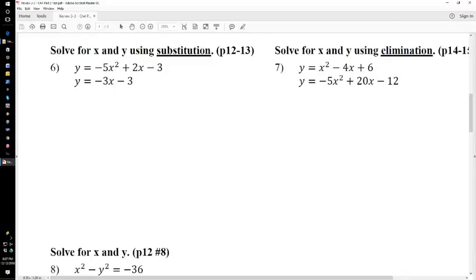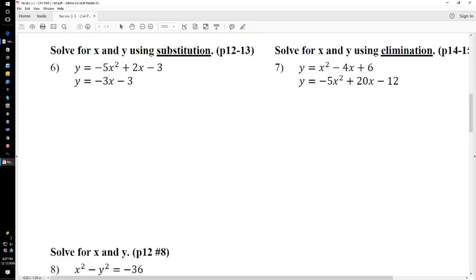Okay, this is number 6. Sorry, I got a little bit of numbers. This is number 6 on your review. You're supposed to solve this system of quadratics using substitution, and again, you can consult pages 12 to 13 in your notes for other examples.